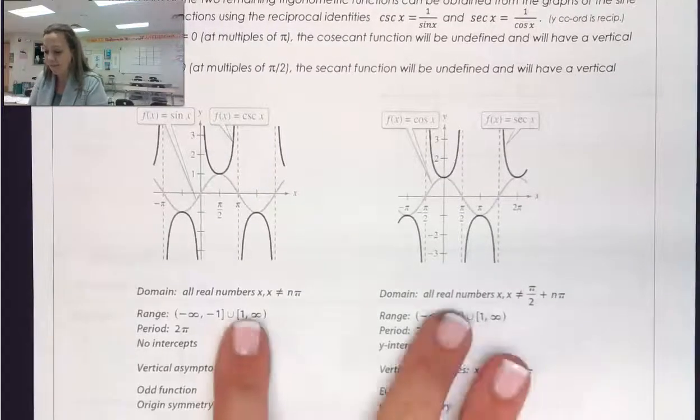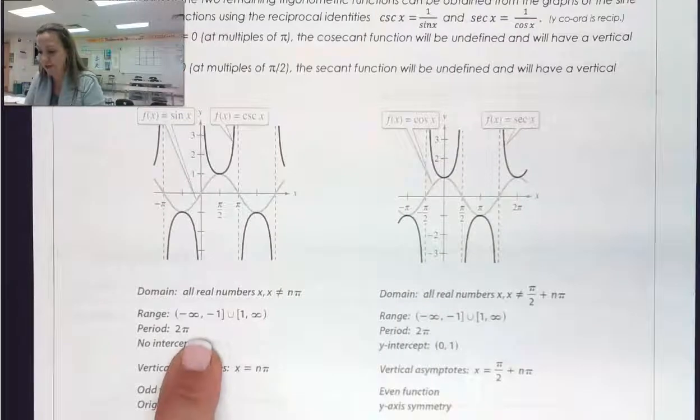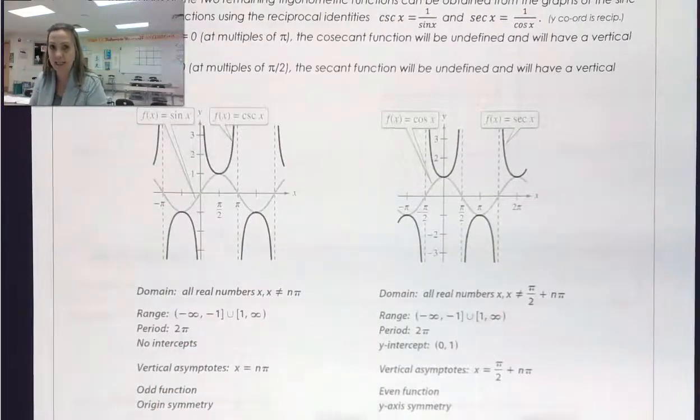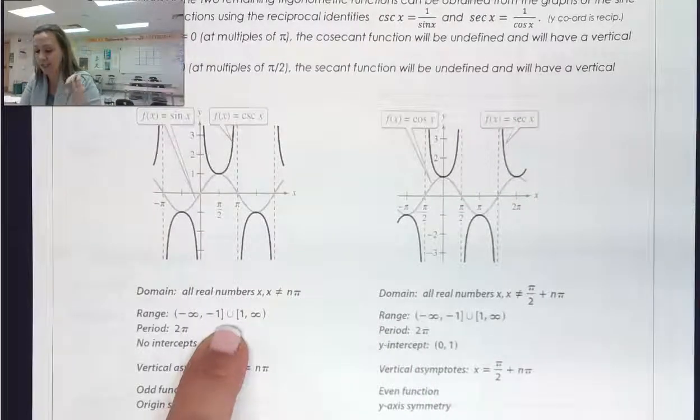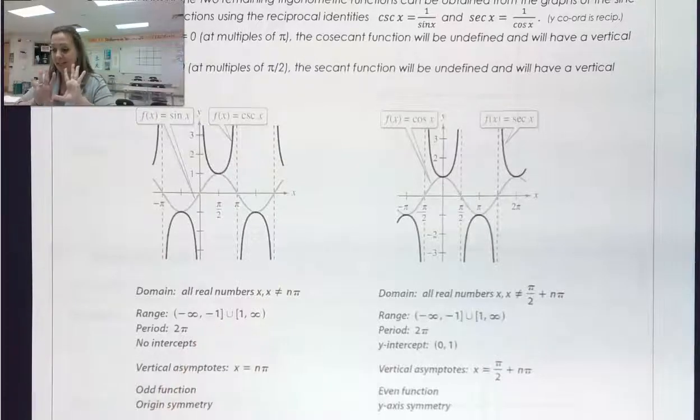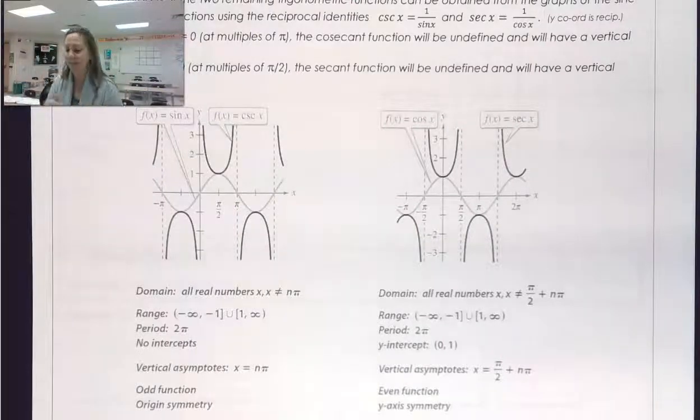So we have some fun facts about this. Notice that the range of the general cosecant function and the secant function, because the range of the sine and cosine functions was -1 to 1, is everything else. So everything not between -1 and 1.